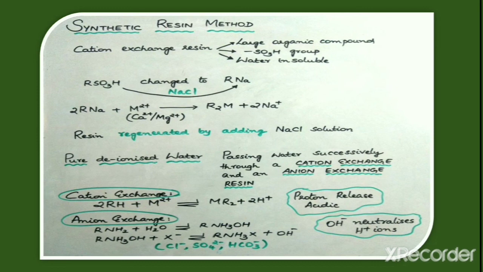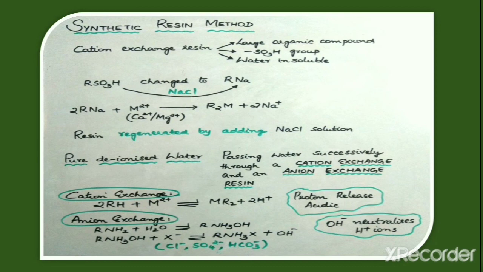The equation can be written as 2RH + M2+ gives R2M + 2H+. Note that protons are released, so this makes water acidic. Next, water is passed through anion exchange resin. Now how is the resin obtained? We have to start with RNH2. It reacts with water and it gives RNH3OH. So the resin is of the form RNH3OH.